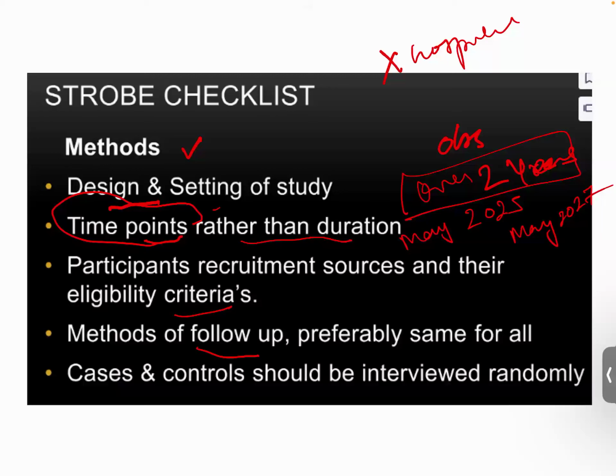Are you going to call them? Are you going to visit their home? If you are going to decide, you can't do 50-50, like 50% of people we will call and 50% of people we will meet in person. No. So it should be the same, preferably the same. There can be exceptions, outliers, 1 or 2%, not all. Case control, or they should be interviewed randomly. If you are going to interview, you have some control, you have a group of population, or how you are going to interview them.